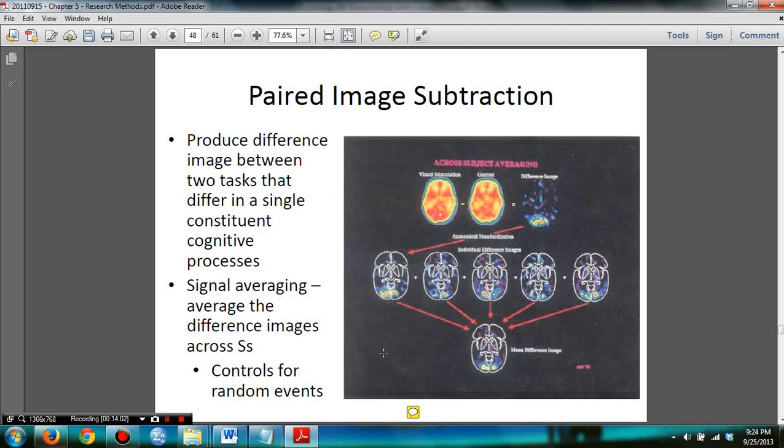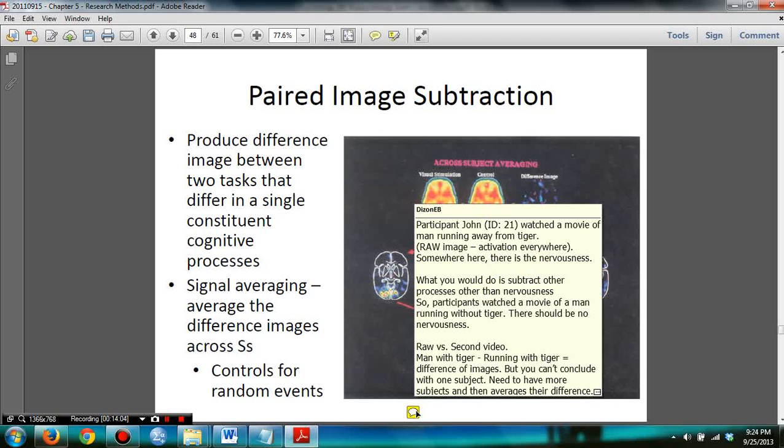So here's an example. My side note gives an example of how paired image subtraction works. Sorry about that, I'm running out of time.